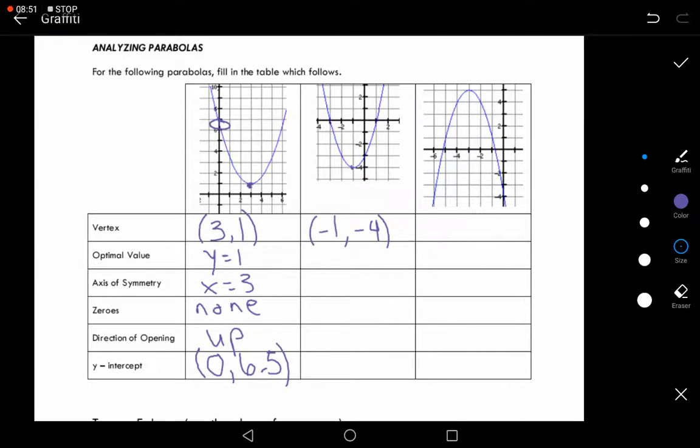Okay, again, once we know the vertex, we know the optimal value, and we know the axis of symmetry. Optimal value is just our y-coordinate of that vertex. Axis of symmetry is our x-coordinate of that vertex.